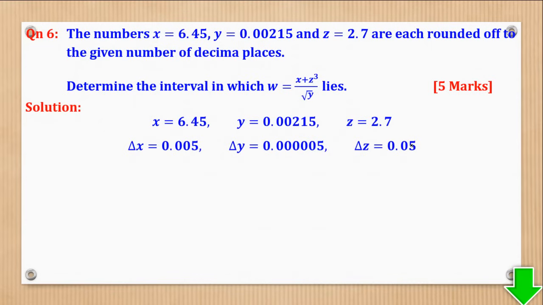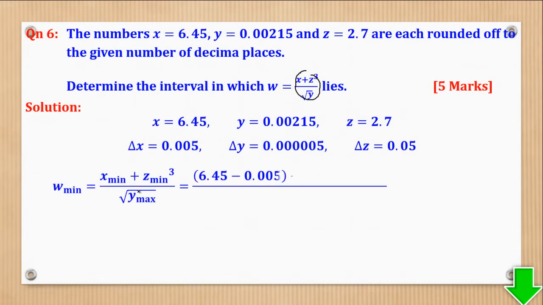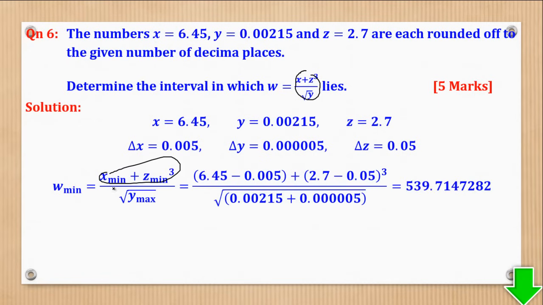Okay. After that, you remember that to minimize, this is now a quotient. To minimize a quotient, the numerator should be minimum and the denominator should be maximum. Just as you see here, minimum numerator, maximum denominator. Then to minimize addition, it means both should be minimum. That's why you see minimum x, minimum z. Here maximum y, to give you this.